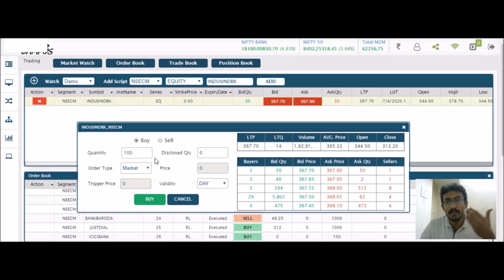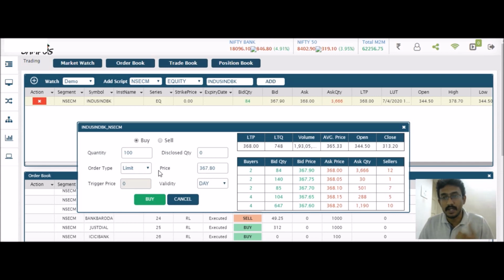It is based on how much money you have in your account and the kind of leverage that your broker gives. Let me not get into the leverage concepts. Let us assume we are buying 100 units of IndusInd Bank. Right now it is trading at 367.7 or 368. Say you want to buy this stock at 360.